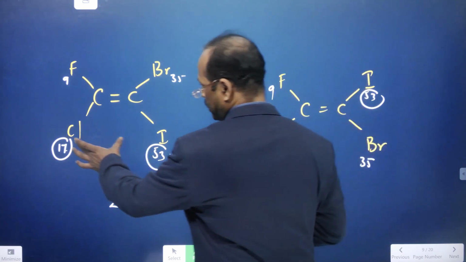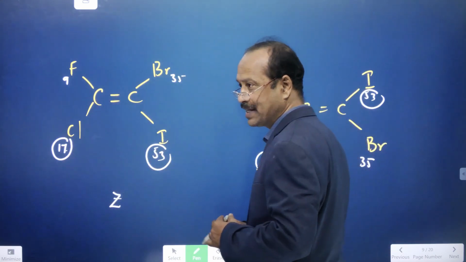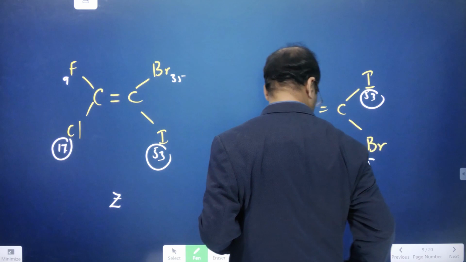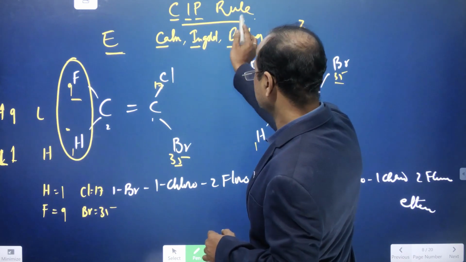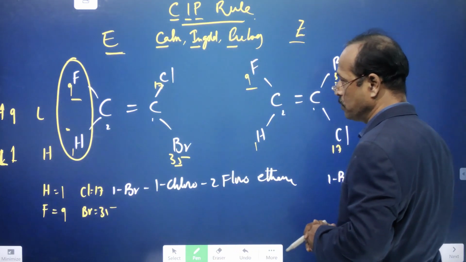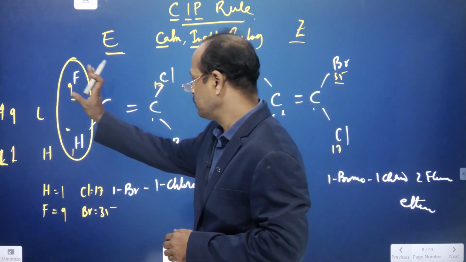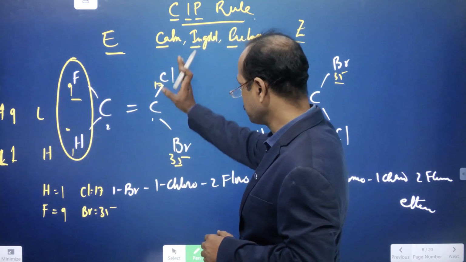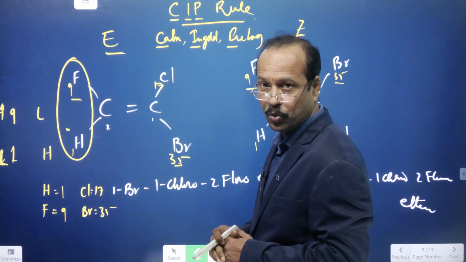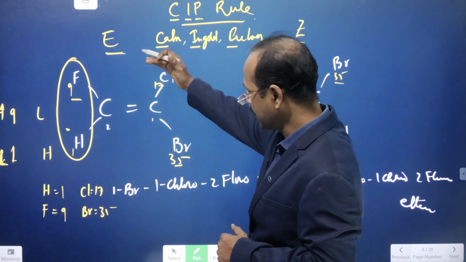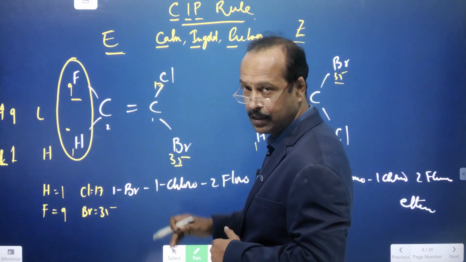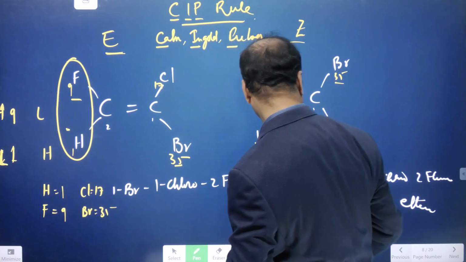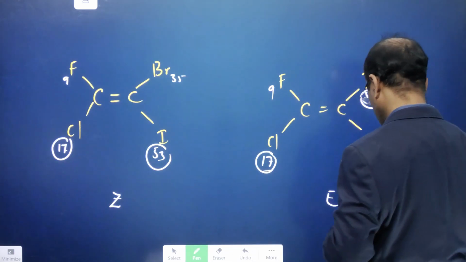Here the atomic number is given as a priority, according to the CIP rule. According to this rule, we see which substituents are attached to each carbon, and based on this we can place them on the same side or the opposite side. Based on that, we can give the EZ notation.